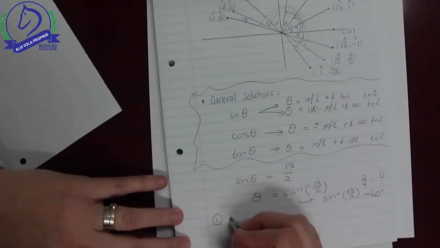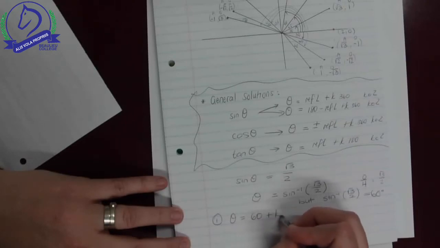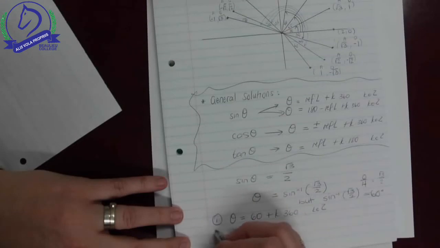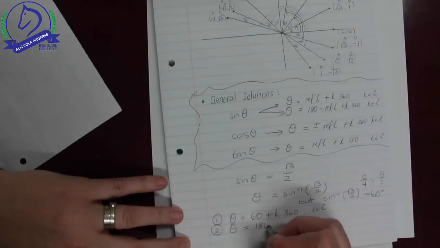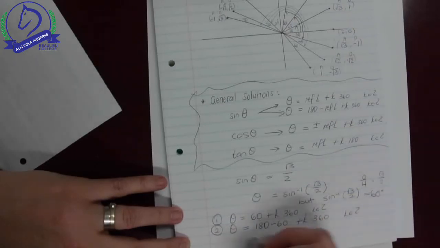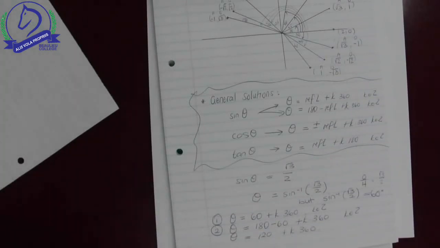sine inverse of square root 3 over 2 equals 60 degrees. So, general formula, theta is 60 plus k times 360, k is part of integers, or theta is 180 minus 60 plus k times 360, k is part of integers, so theta is 120 plus k times 360. Okay.